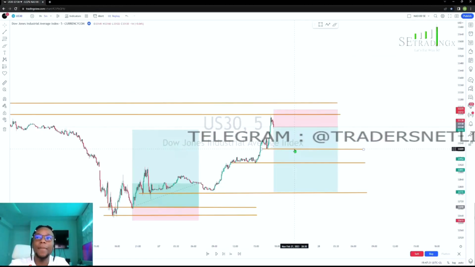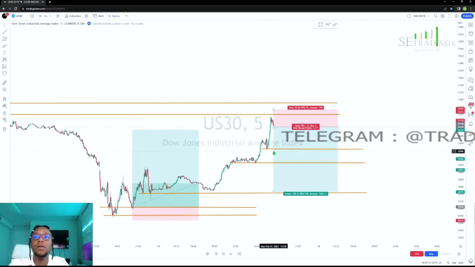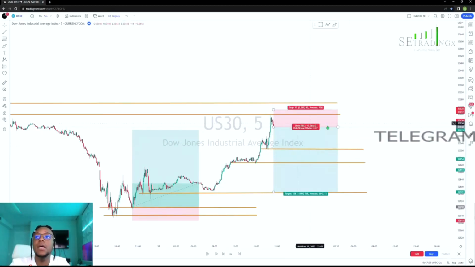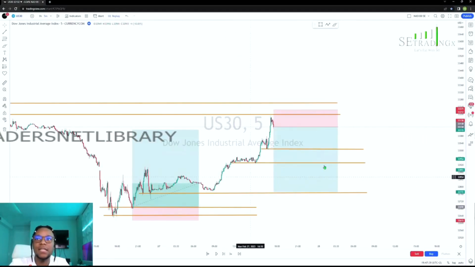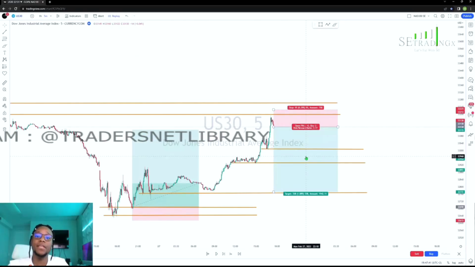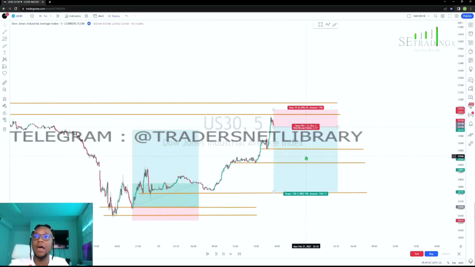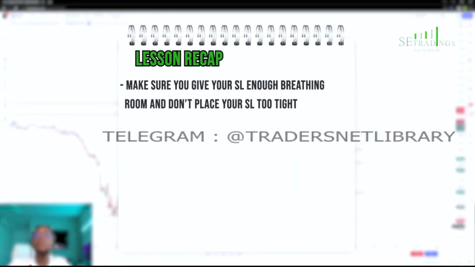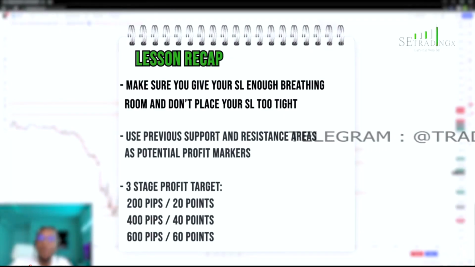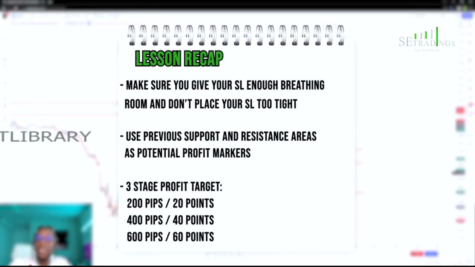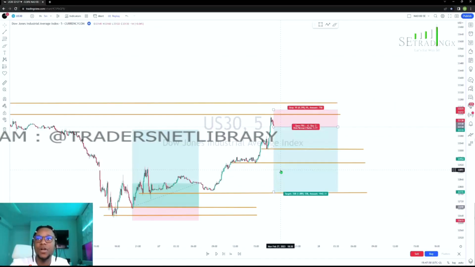So I determine where I'm going to collect certain profits based upon previous areas of support and resistance, depending on where price is trading at, right? And that's basically it. Very simple how to place your TPs and your SLs. SLs need some breathing room. Don't make them too tight because you're going to be taken out of a trade too early. Take profits at 20 points, 40 points, 60 points. So that's 200 pips, 400 pips, 600 pips, and then anything else is extra when trading.